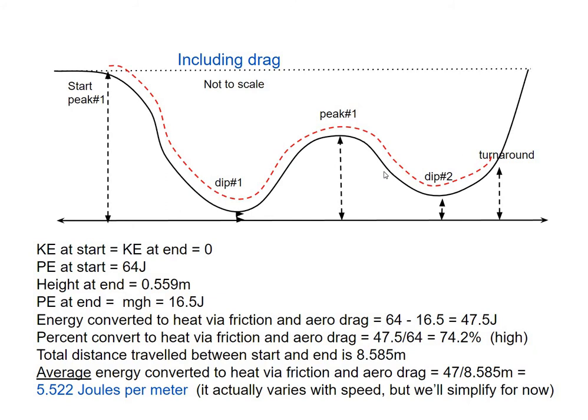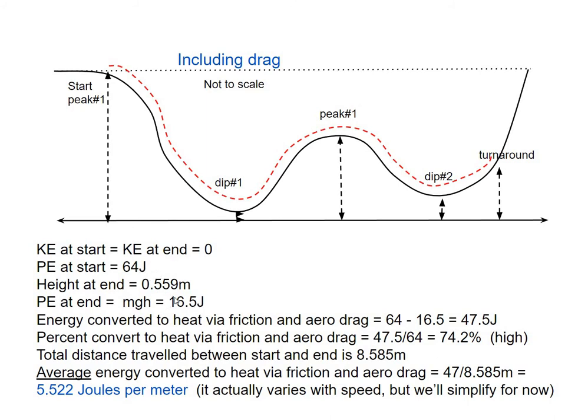For instance, I think they ran the cart one time, and they decided what height it was at the end. And it's a fairly inefficient cart. Remember, I wasn't happy with the wheels on this cart, and it was fairly inefficient. So the height at the end was 0.559 meters. The kids measured that. And then the potential energy at the end, according to MGH, was 16.5 joules.